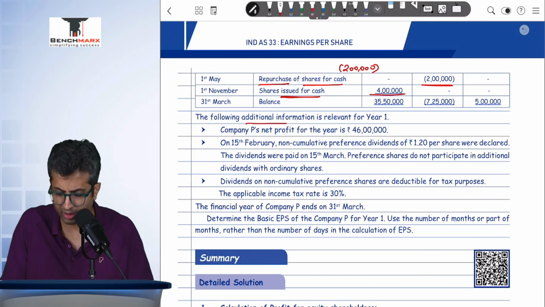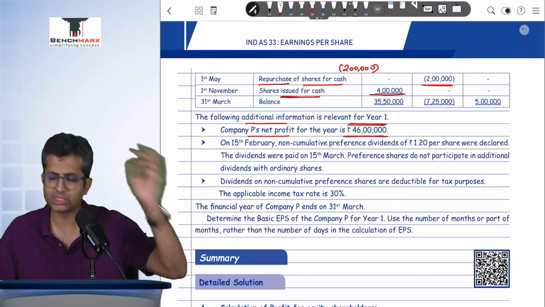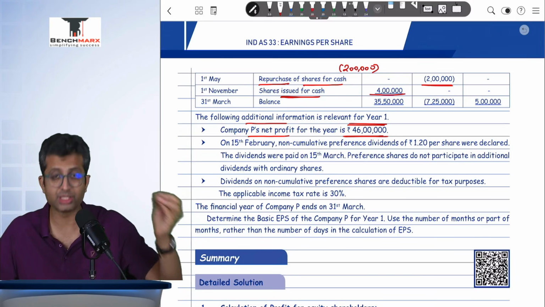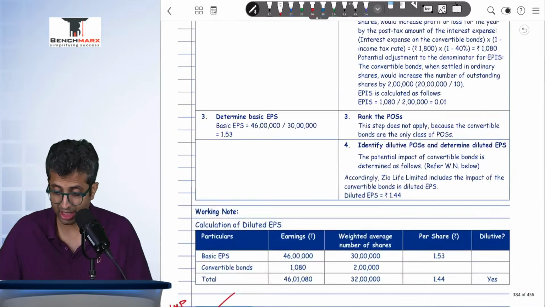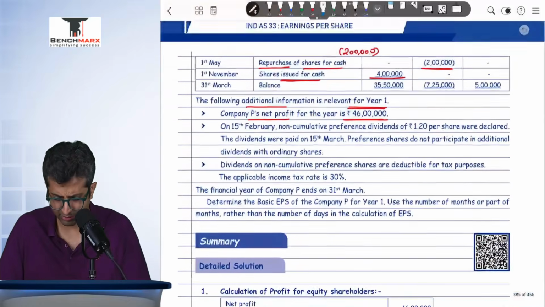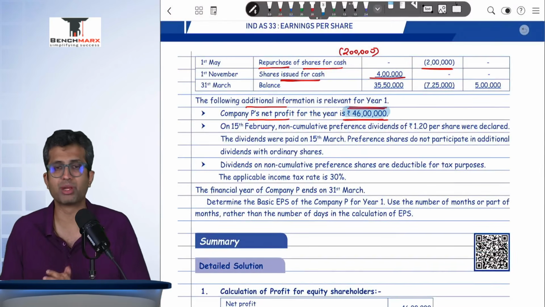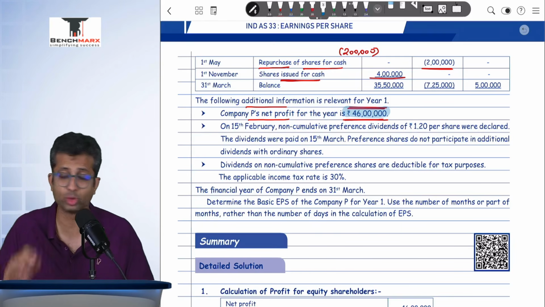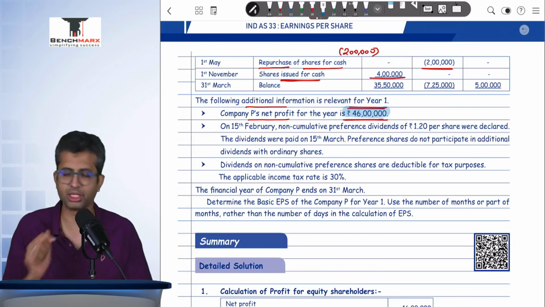Now, the following additional information is relevant for year 1. Company P's net profit for the year is 46 lakhs. This is net profit. Think and tell me. Pause, think. Do you think this 46 lakhs is after preference dividend or before preference dividend? Sir, preference shares are classified as equity, and hence this 46 lakhs would be before deducting preference dividend, because preference shares are equity. Their payment would be adjusted directly from retained earnings because it is a payment to the owners and will not be a part of finance cost. So, for EPS calculation, will I have to subtract it separately?